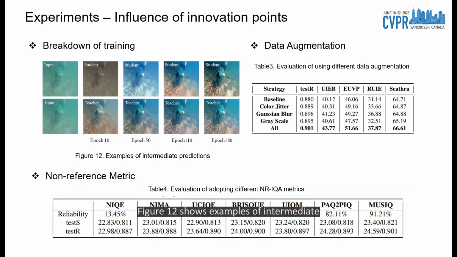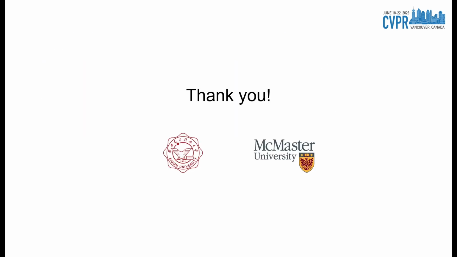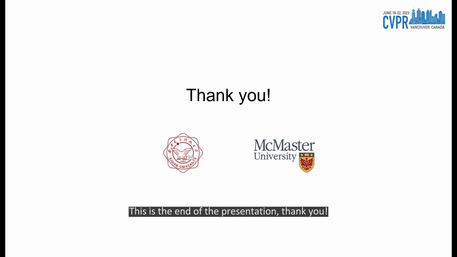Figure 12 shows examples of intermediate predictions of the teacher model and the student model. As the training proceeds, the student's outputs and teacher's outputs are improved simultaneously. Table 3 and Table 4 indicate the influence of using different data augmentation and different NR-IQA approaches, which is consistent with the former details. This is the end of the presentation.